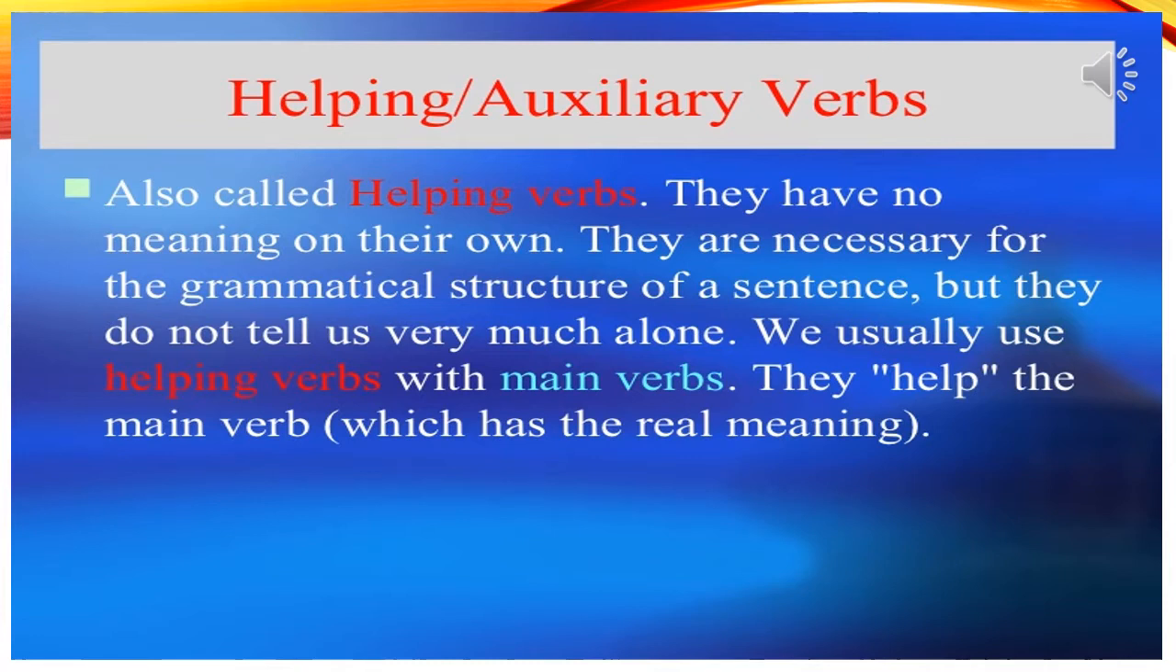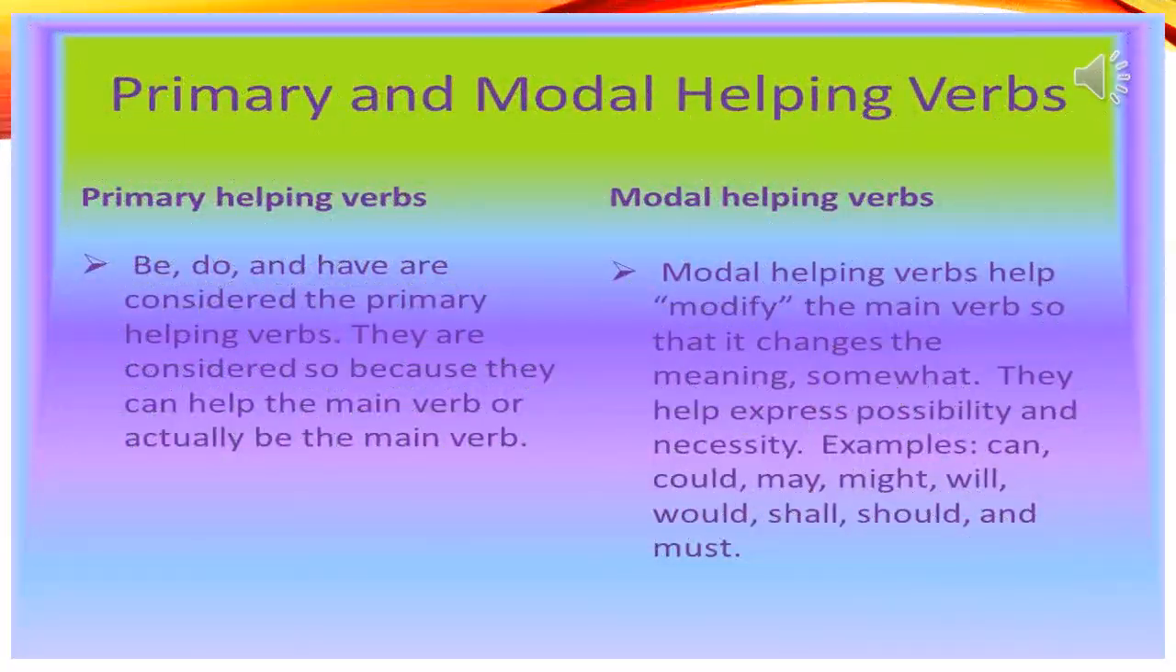So, as you know, auxiliary verbs are used to help the main verbs in sentences, and they do not have a meaning of their own. So their function is to help the main verb. So we are calling them helping verbs. There are two groups of auxiliary verbs. The first one, primary auxiliary verbs, and the second one, modal auxiliary verbs.